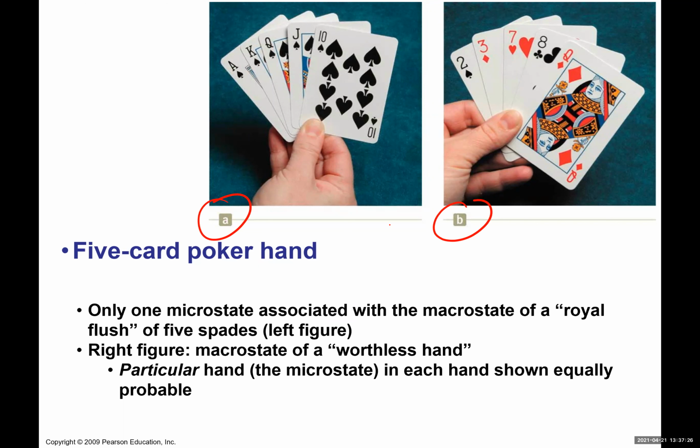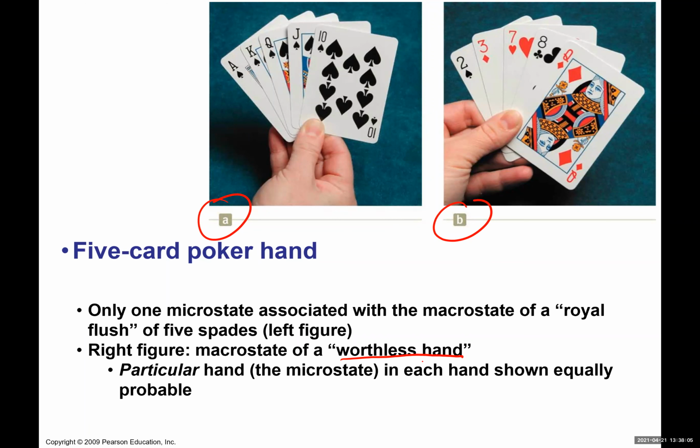And one thing we have is that there's only one microstate associated with the macro state of a royal flush. That means a royal flush is 5 spades, and that's it. Just like when you're talking about getting 2 with your dice: there's 1 and 1 gives you 2 and nothing else. And here only this specific set of cards gives you a royal flush. Where the macro state is a worthless hand, well, you can have pretty much any combination of cards giving you that.